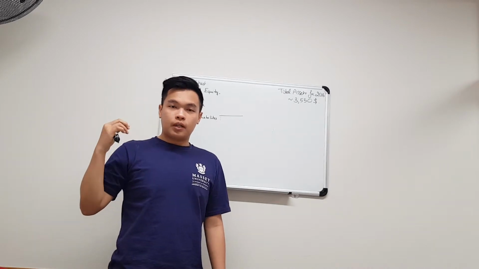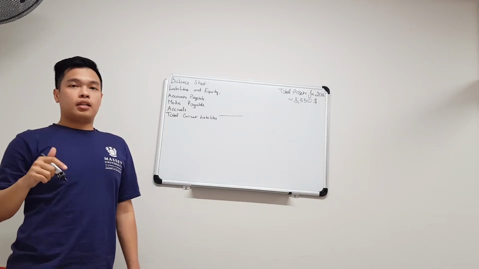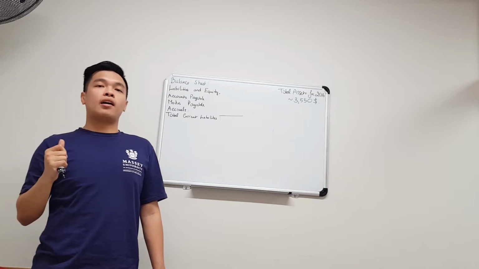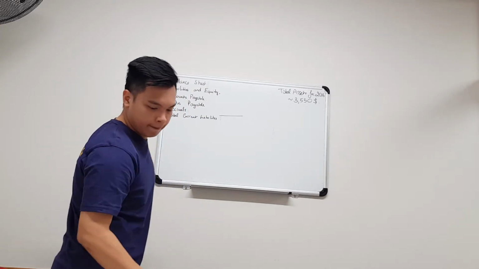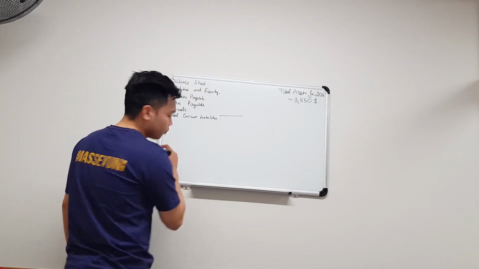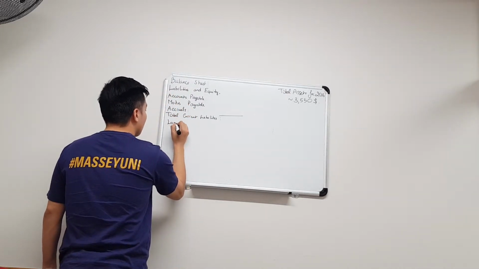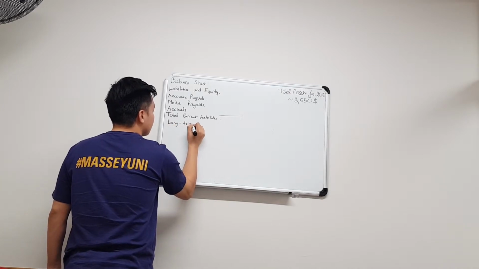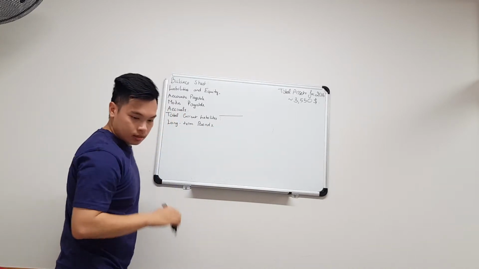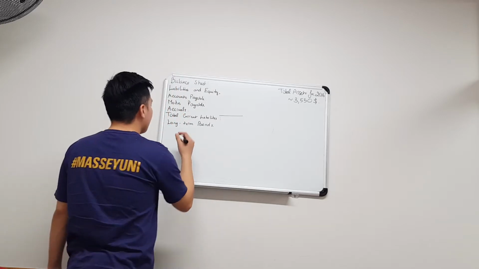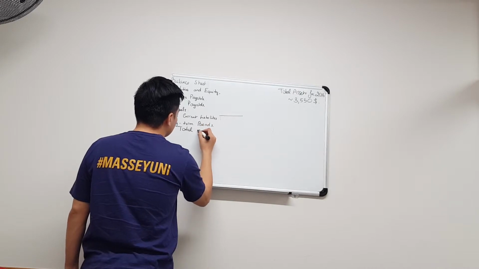We also have, in the liabilities and equity, current liability and long-term debt. Long-term debt here is like a long-term bond. Then we can calculate total liability.